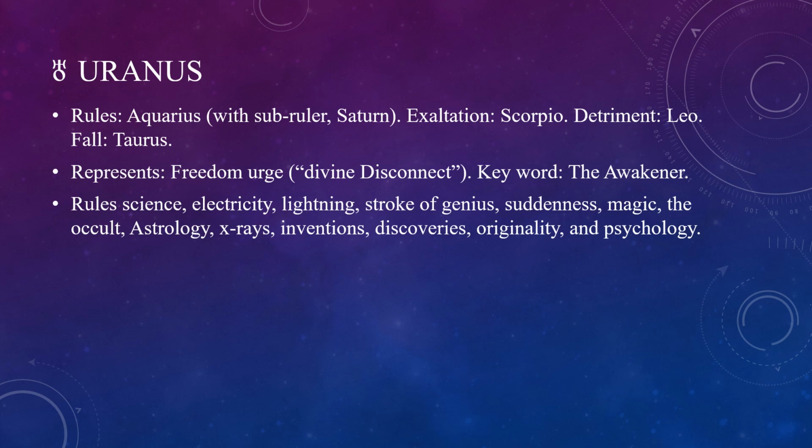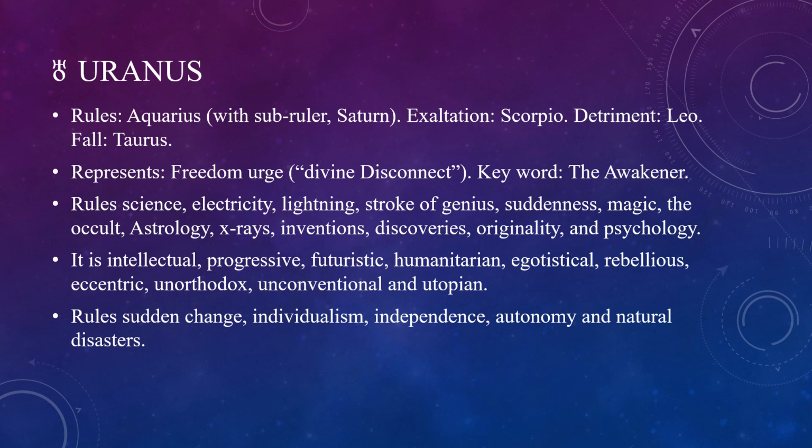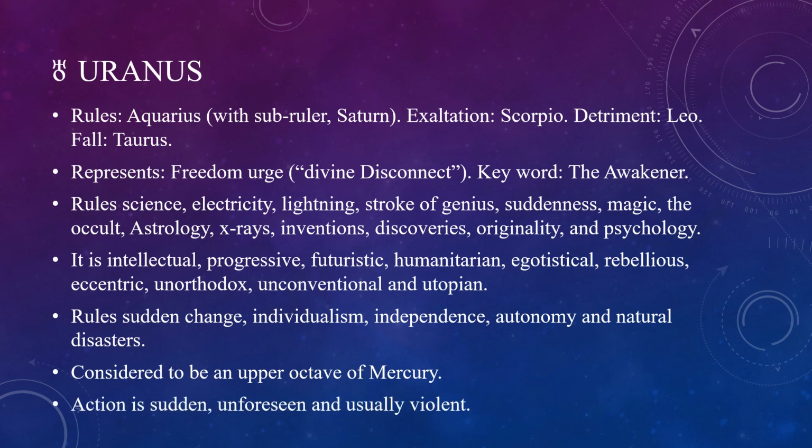Uranus rules science, electricity, lightning, strokes of genius, suddenness, magic, the occult, astrology, X-rays, inventions, discoveries, originality, and psychology. It is intellectual, progressive, futuristic, humanitarian, egotistical, rebellious, eccentric, unorthodox, unconventional, and utopian. And Uranus rules sudden change, individualism, independence, autonomy, and natural disasters. Uranus is considered to be an upper octave of Mercury, or a higher vibration of Mercury. And its action is sudden, unforeseen, and usually violent.